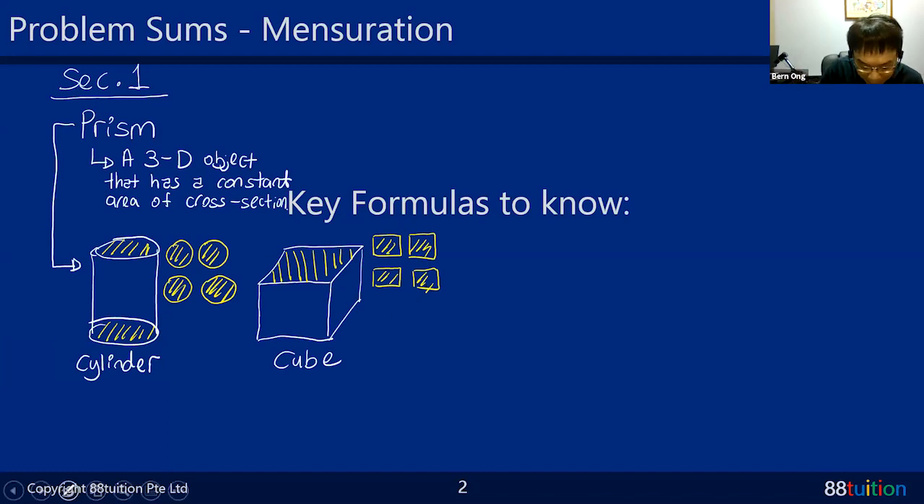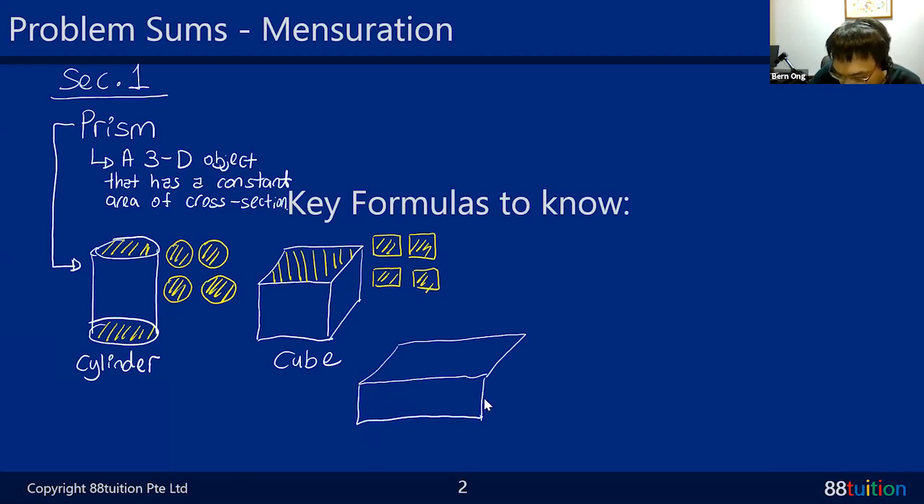Very good. How about this? Check this out. What is this? All right, this is called a... Maybe I draw it a little bit longer like that. What is this called? All right, this is called a cuboid, right? You all know or not? This is called a cuboid.